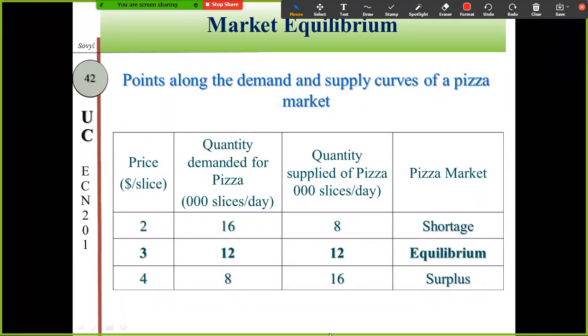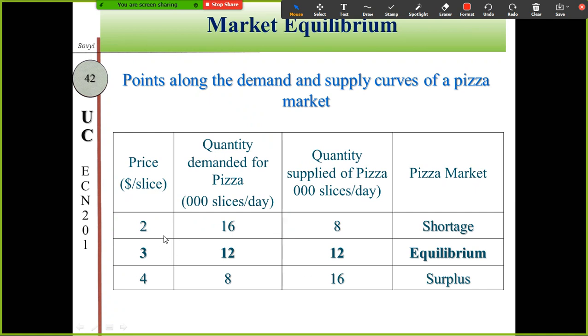So, this is a summary. Points along the demand and supply curves for a pizza market: price, quantity demanded in 1000s, quantity supplied in 1000s, and market price. If the price is $2 in the pizza market, demanders will wish to buy more, 16,000, but suppliers wish to sell less, only 8,000. As a result, there is a shortage, because demand is greater than supply.